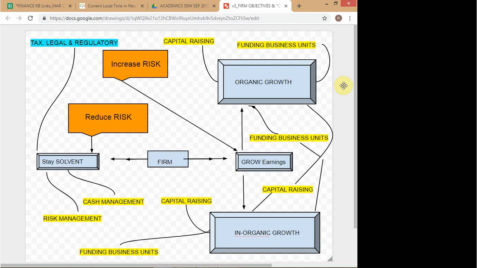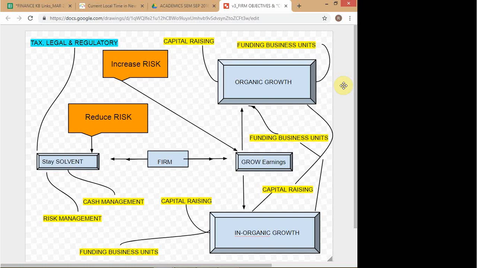Now, why I'm saying these two are actually contradictory, this requires a delicate balance, is because how do you grow earnings? Do you think you have to take more risk or less risk in order to grow earnings? More risk, right? If you don't take risk, then you won't be able to grow earnings. So if you want to grow earnings, you have to take more risk. And in order to stay solvent, do you think it's better to take more risk or less risk? Less risk. So you have these twin objectives.